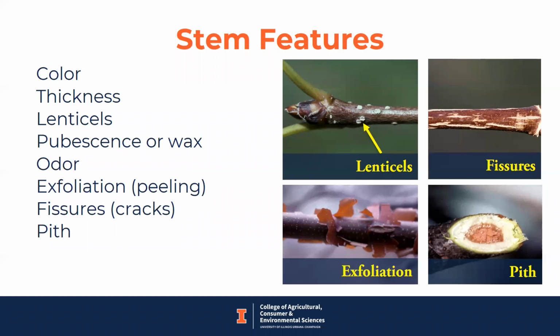Another feature that you'll often see listed is the pith, or the center of the stem. In that case, you're going to have to take off a piece of that branch and slice it open with a pocket knife. Take a look at that. Some of them have very distinct color pith. Some of them have separations within the pith that help you with identification. On the photo there, we have a Kentucky coffee tree, which is well known for its salmon colored internal pith.